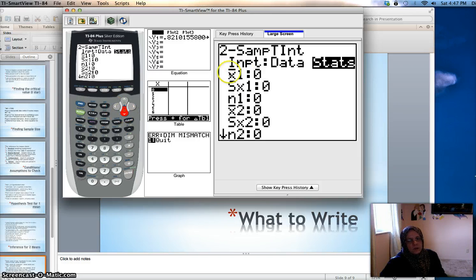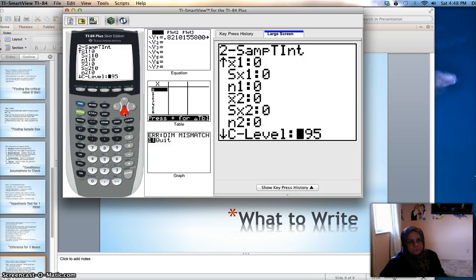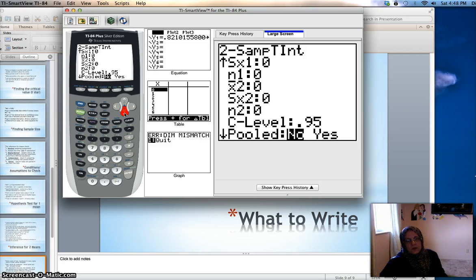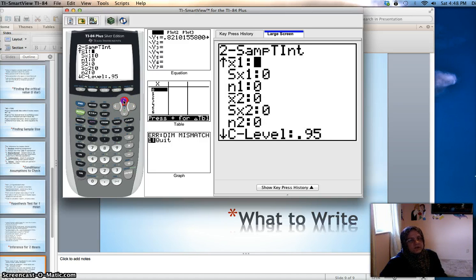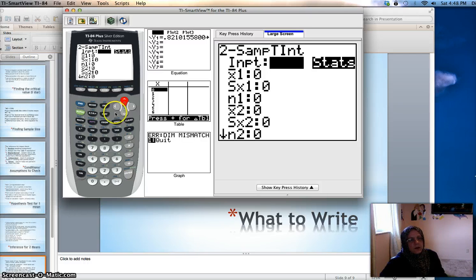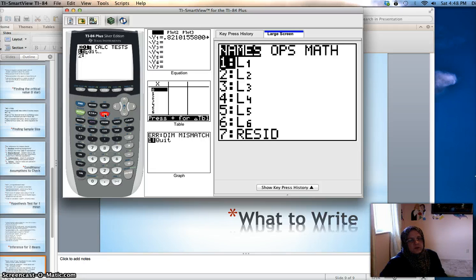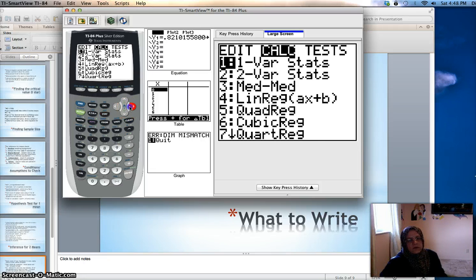Now what are these asking for? This is asking for the mean of group 1, right? This is the standard deviation of group 1. This is the sample size of group 1, so on and so forth. And then we can scroll down here and see what else they ask for. Confidence level, pooled, remember the answer is always no, and then calculate. You might want to practice at least one of each of these just to refresh your memory about what are the different things that you have to put in, and just reminding yourself of what those things are.